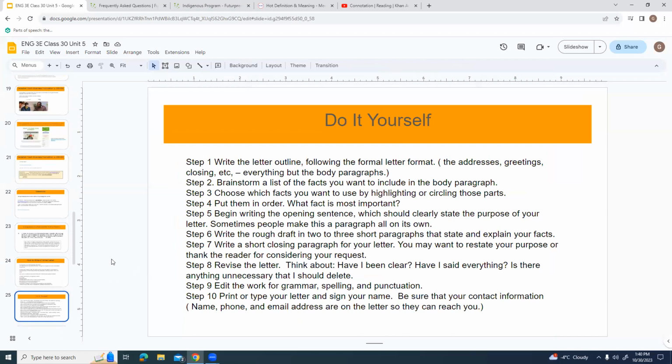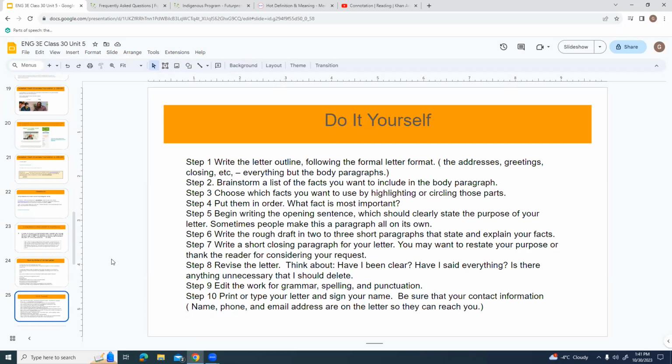So in your book, it talks about this. These are the steps. Step 1, write the letter outline following the formal letter format. So the addresses, the greetings, the closing, everything but the body paragraphs. And if you look in the textbook, there's several examples right there around this article, right? Step 2, brainstorm a list of all the facts you want to include in the body paragraph. Step 3, choose which facts you want to use by highlighting or circling those parts. Step 4, put them in order. What fact is most important?